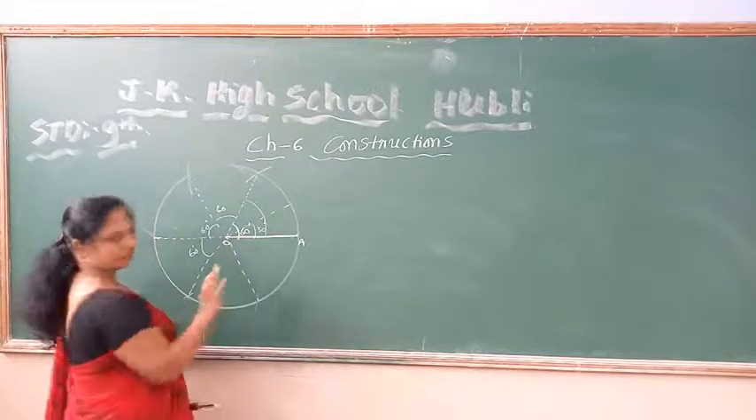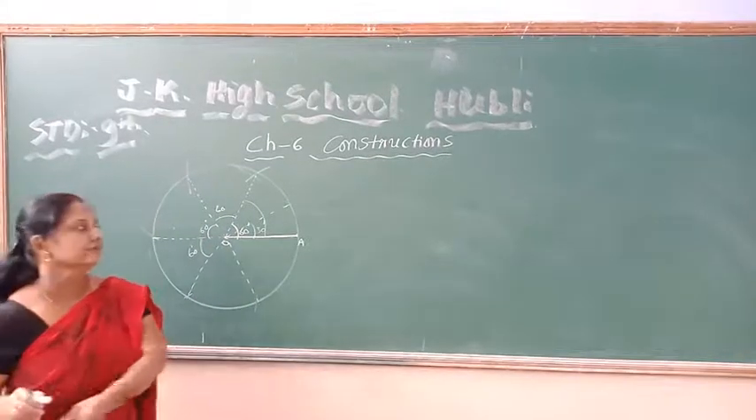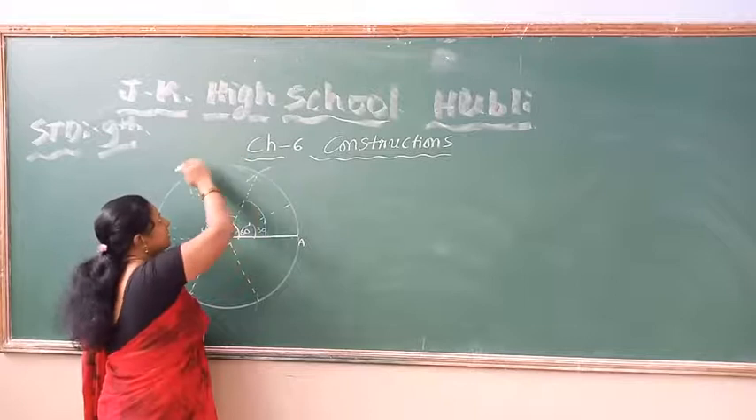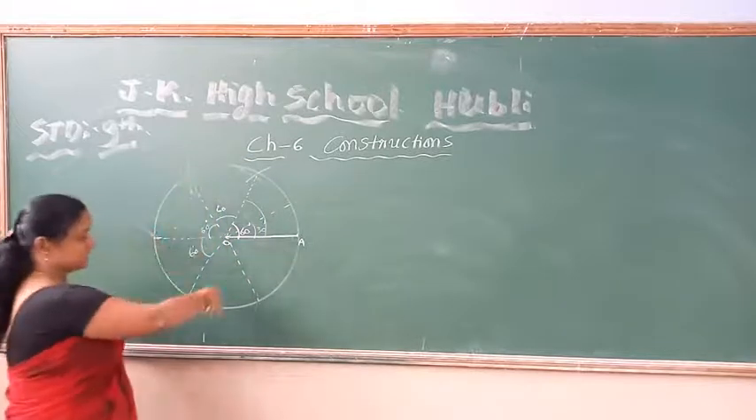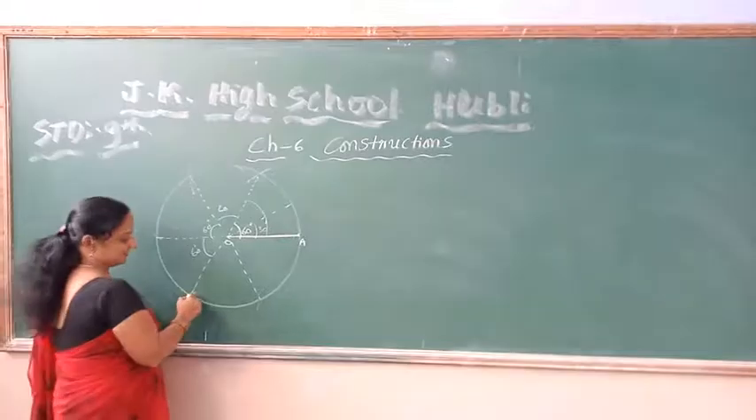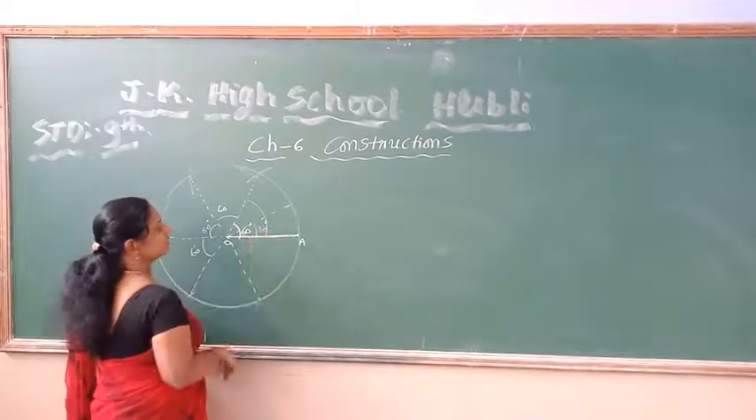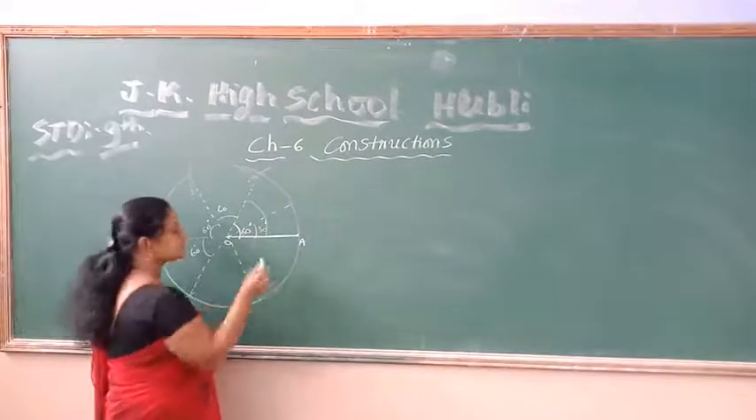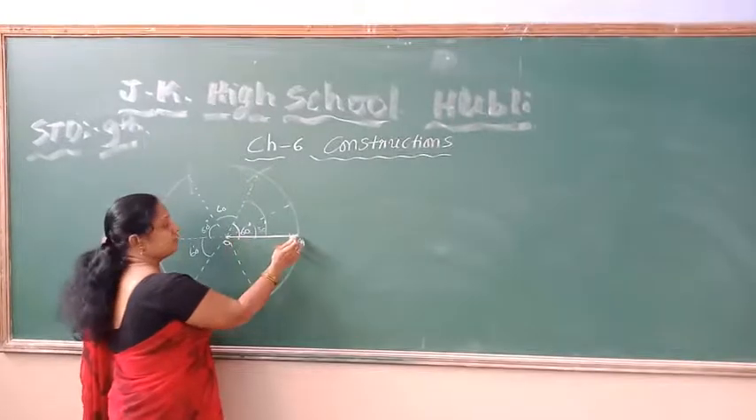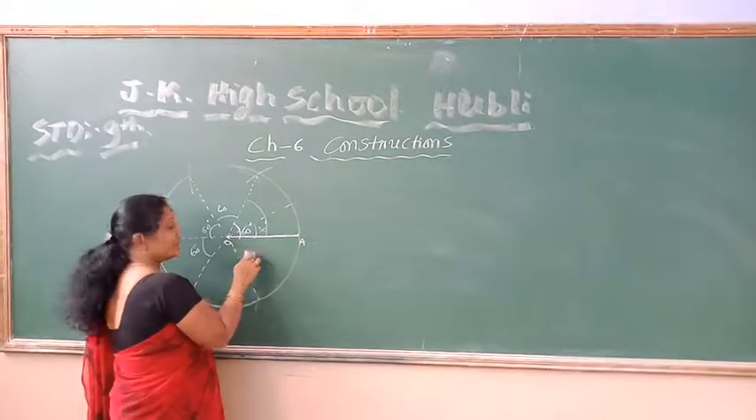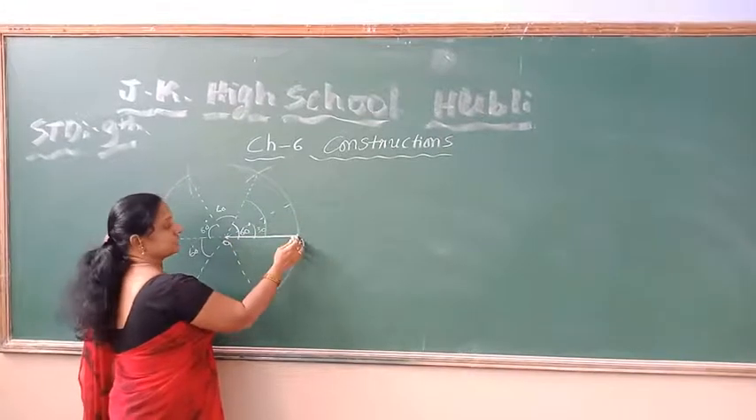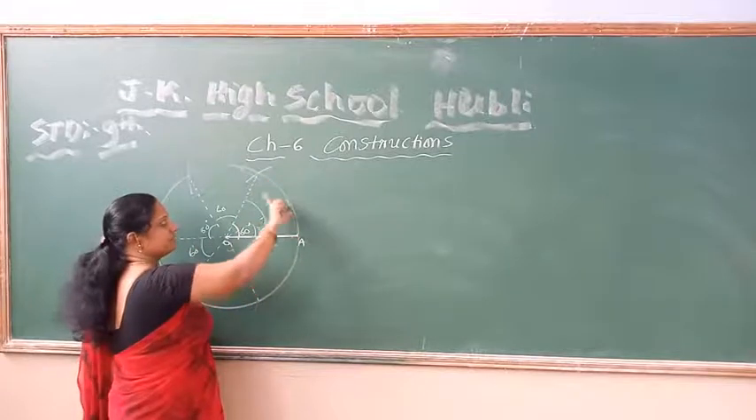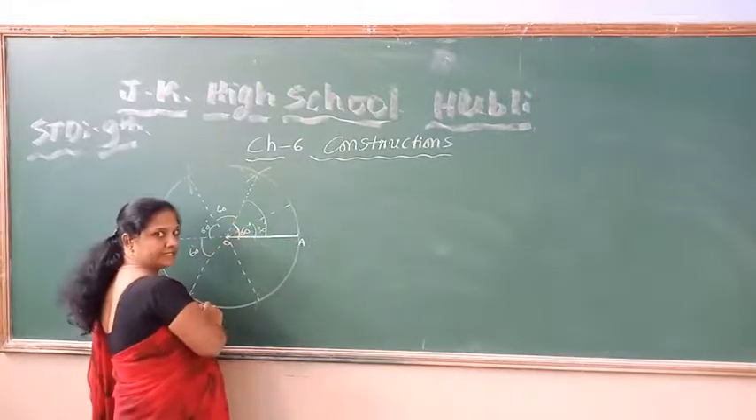Equally, if I take the same radius and take A as center, from here to here it is 60 degrees, and again 60 degrees each time. According to the given question, if they ask you to construct a 60 degree angle without using a protractor, you can draw one ray, given ray OA, by taking the same radius, draw an arc and cut this arc with the same radius and join. This is 60 degrees, children.